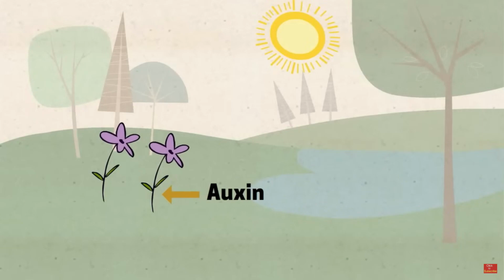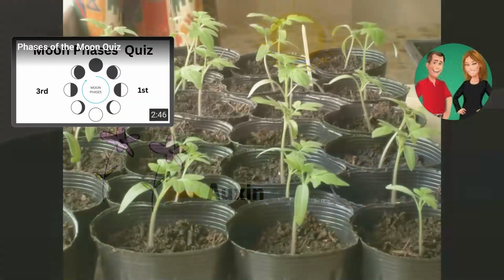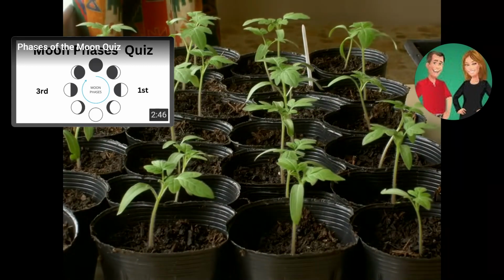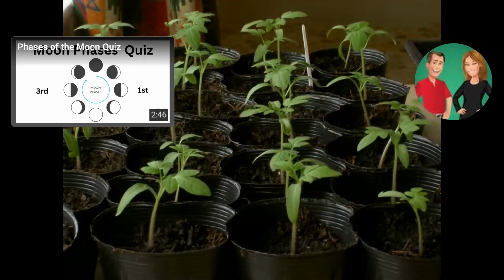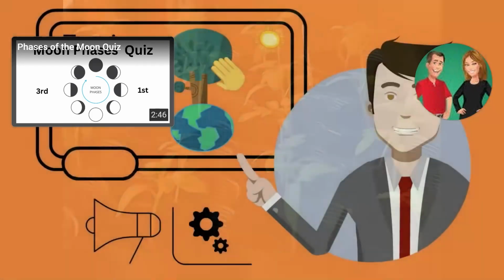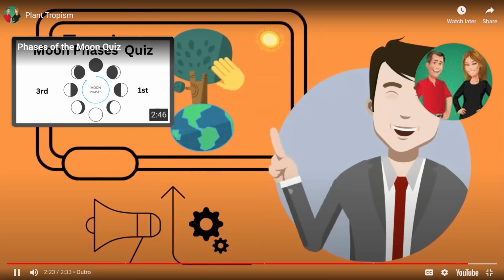Auxin controls a plant's response to light. When light shines on one side of the plant stem, auxin moves to the shaded side of the stem. This will eventually cause the cells on the stem's shady side to grow longer and will cause the stem to bend towards the light. Let's look at another example of this. Anyway, tropism, how plants respond to stimulus.